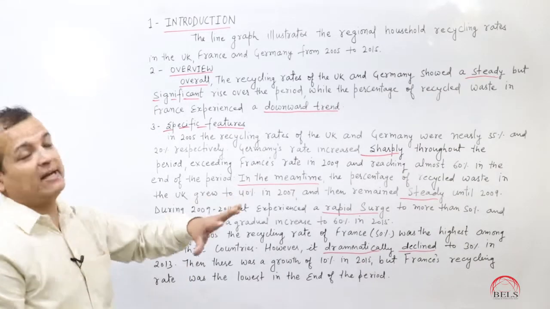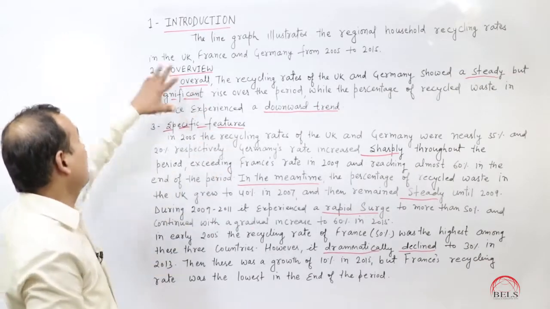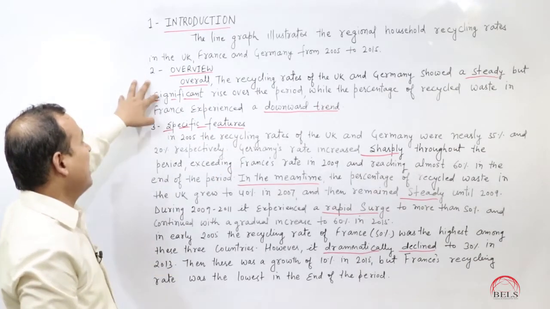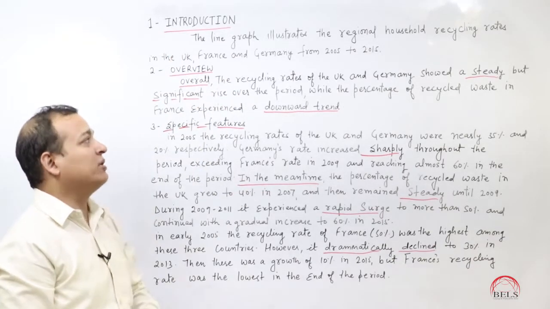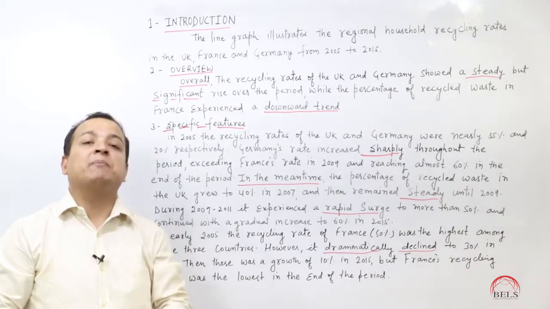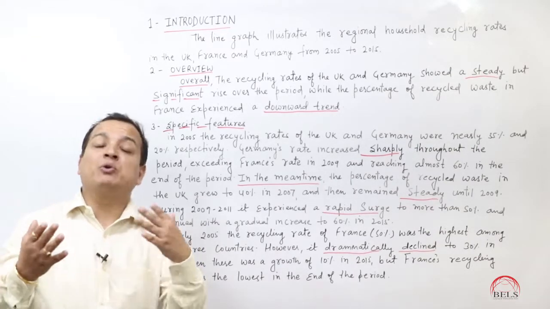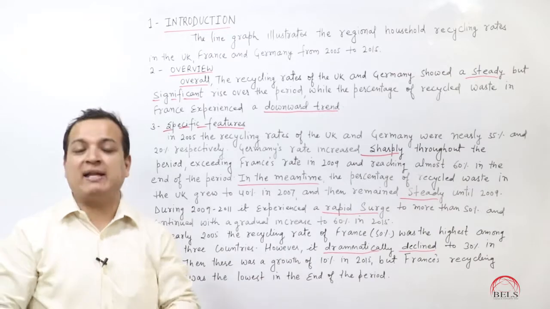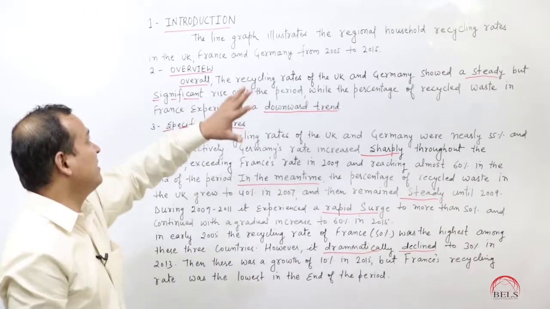Now you can see, guys, in the graph part, you need to divide it into three parts. The first part is the introduction, then you have the overview, and then specific features. In the introduction part, you have to paraphrase the question. It means you can simply convert it into synonyms and not copy the question, but yes, you can change the question a little bit, like I have done here.